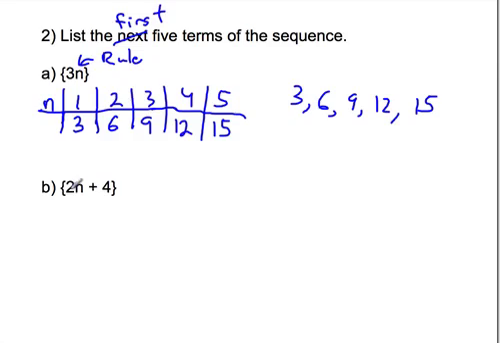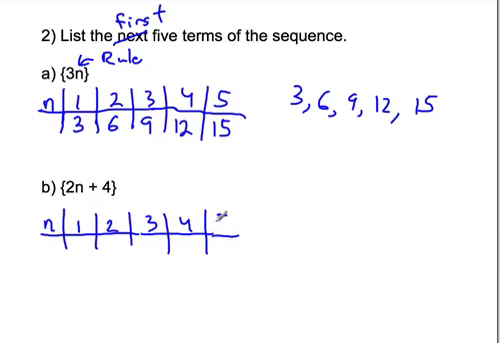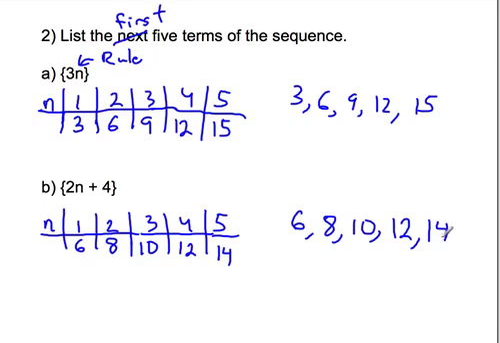Okay, in the second example, the rule is 2 times the number plus 4. So you can set up this little chart again: 1, 2, 3, 4, 5. And you do 2n plus 4, so you do 2 times 1 plus 4 is 6. 2 times 2 plus 4 is 8. 2 times 3 plus 4 is 10. And you can already see a pattern in these numbers, so you can just fill out the rest. These numbers are increasing by 2, so the first 5 terms of this sequence are 6, 8, 10, 12, and 14.